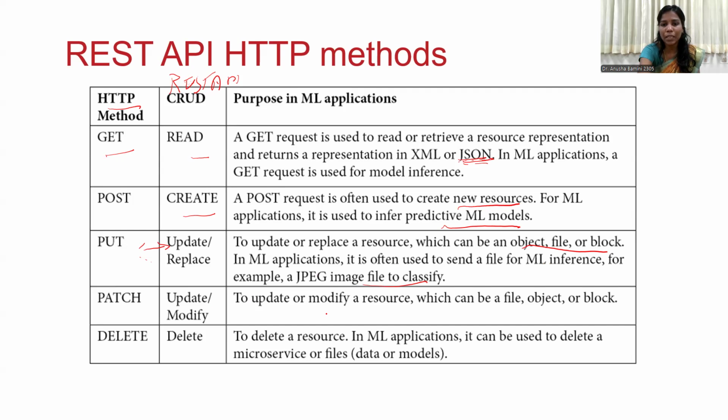This is used to update or modify resources. The resources can be a file, object, or input data set, whatever it is. Then finally delete. This is used to delete a resource. In machine learning, this is used to delete a microservice or a file.